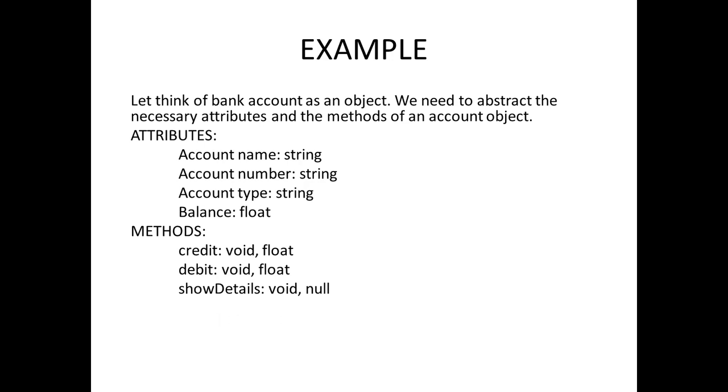Then show details. When you want to show everything about the account, it's a function, it's a method. Yes, show the details of the account. You want to see the account name, account number, account type, and the balance. So such a function, it doesn't have a return value, and it doesn't also require any parameter. No parameter, no return value. It just displays all the attributes of that account. And finally, we also have a method called getBalance. GetBalance is a method that returns the balance of the account. It doesn't require any parameter, but yet it returns a return type of float.